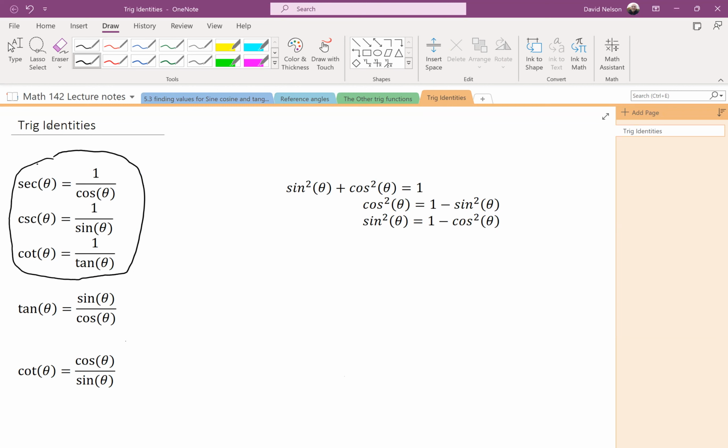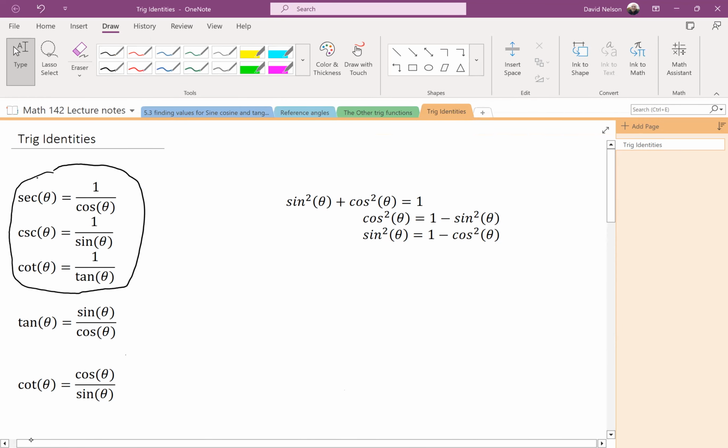A couple others that come up is that tangent is the sine divided by cosine. That's a very useful one to know, that we frequently replace tangent with the sine divided by cosine. Just to verify that, we know that the sine in that circle is the ratio of the y-coordinate to the radius, and the cosine is the x-coordinate to the radius. So I've got y over r all divided by x over r.